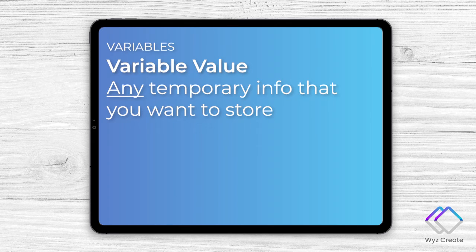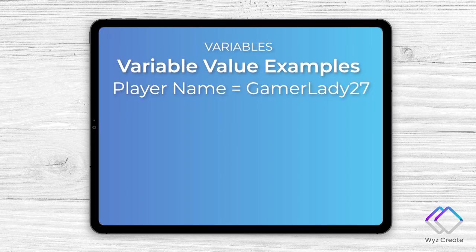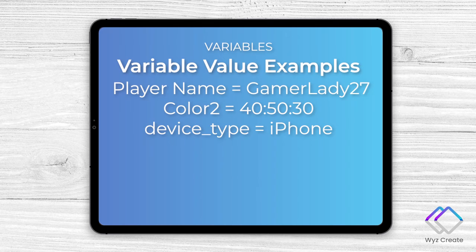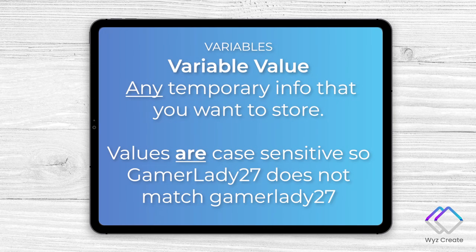The variable value is any temporary information that you want to store, whether a word, a number, a file path, a color code, etc. So with our earlier examples, the variable values might be something like player name equals gamerlady27, color2 equals 405030, device type equals iPhone, game on equals yes, and product pick equals this big long file path. Values are case sensitive, so in the case of player name, for example, the value of gamerlady27 with lowercase g and l would not match the value where g and l were capitalized.